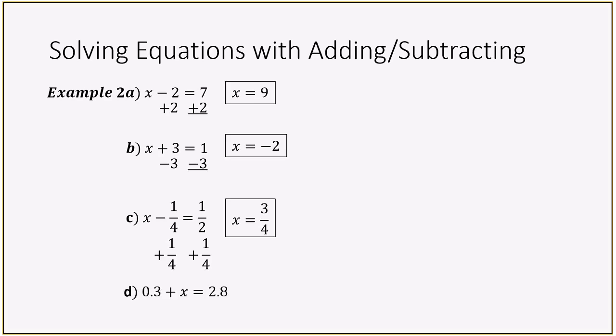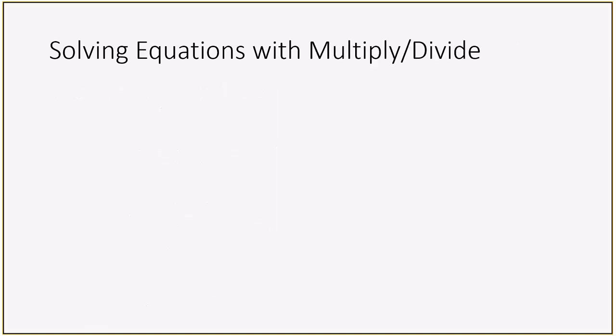Or with a decimal example, here, notice how I have a number first and then x. That's perfectly fine. Since it's addition, those things commute, which is a fancy way of saying I could flip 0.3 and x. I could make it x plus 0.3 and it's the same thing. So I'm going to just use what I've done before. I'm going to subtract 0.3 from both sides. I'm left with x is equal to 2.5.